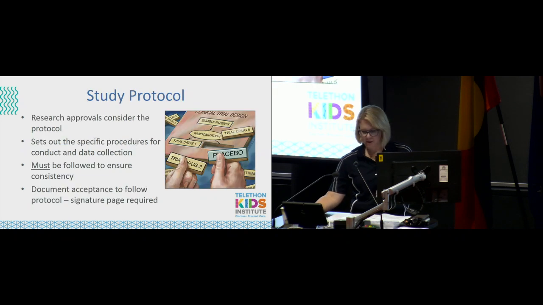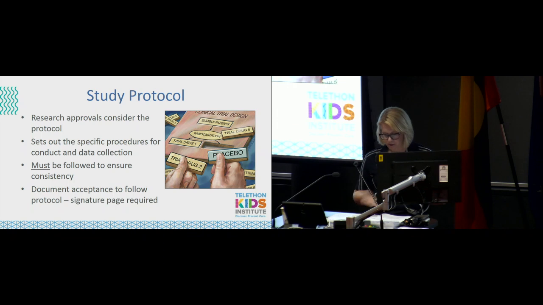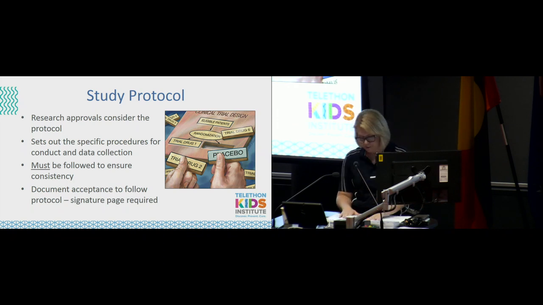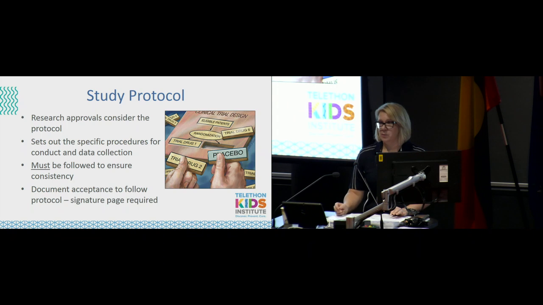Okay. So they're the key approvals that you need in terms of clinical trials. Now, your study protocol is a very important document, and it needs to be clear and it needs to have been approved by the Ethics Committee. It will set out all the specific procedures needed to conduct that trial and the data that you will collect, and that needs to be very clear, very specific, because it must be followed. Anything that's not followed in there has not had approval.